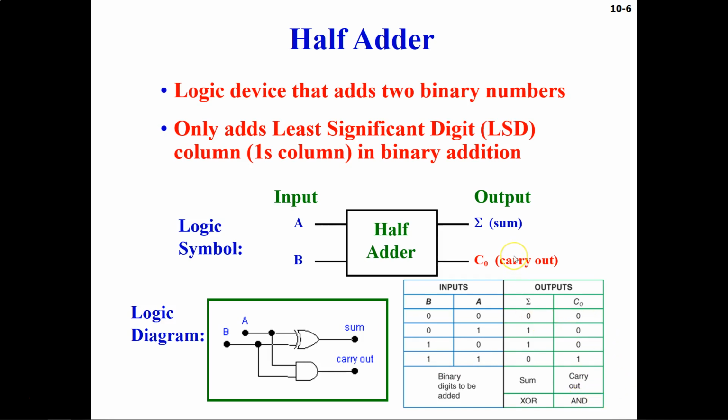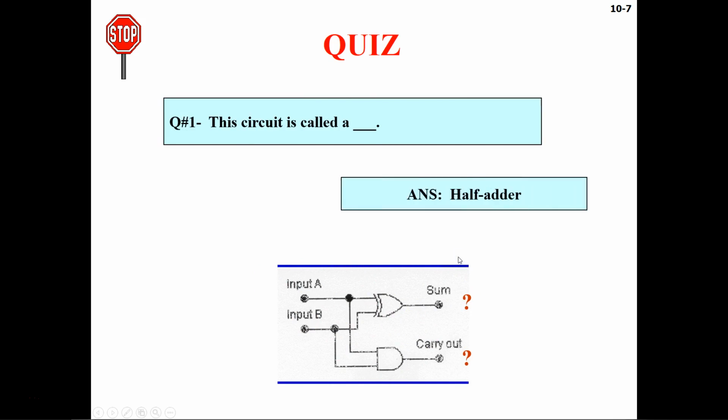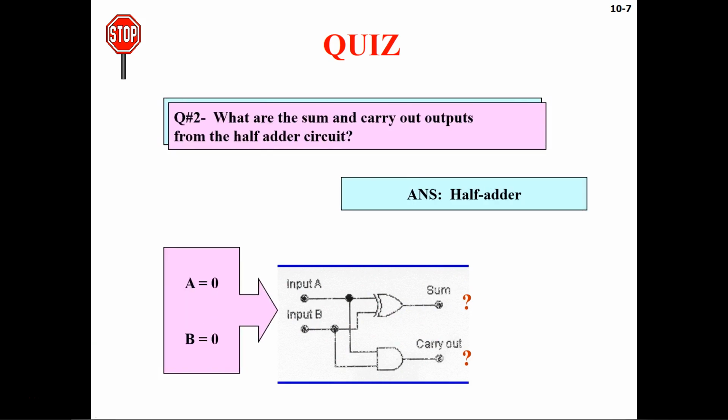Okay, now let's move on to the quiz. This is called a half adder. This is the same circuit which we saw in the previous slide. Half adder, and then what are the sum and carry out outputs from the half adder circuit if you have 0 0? So if we have 0 0, we know that the sum is going to be 0 and carry out is going to be 0.